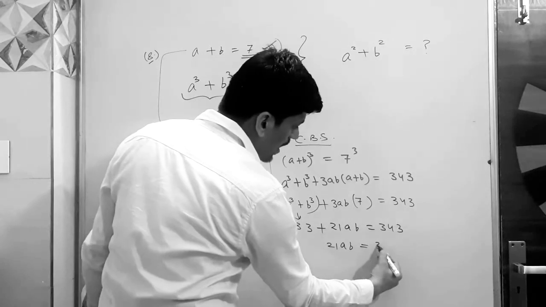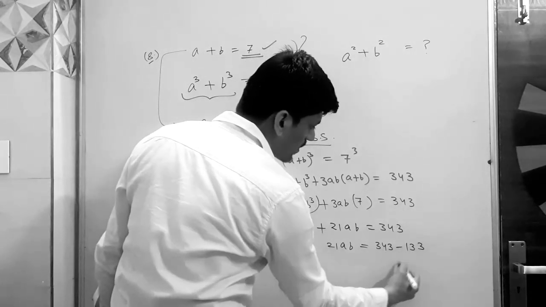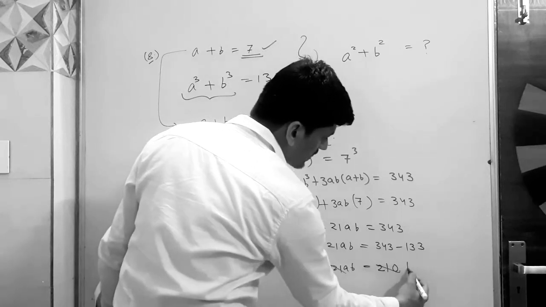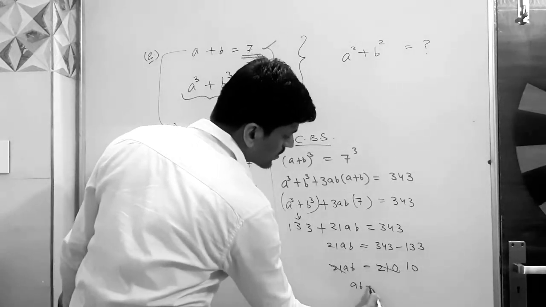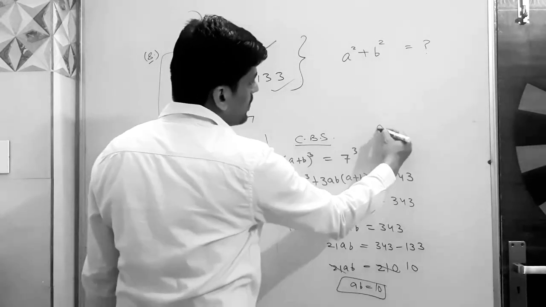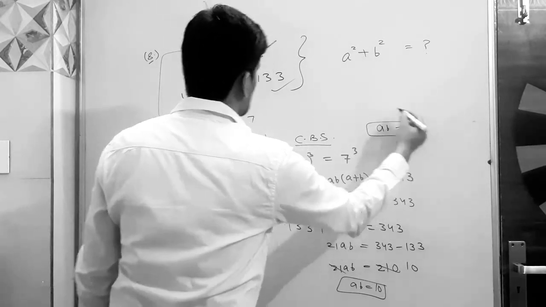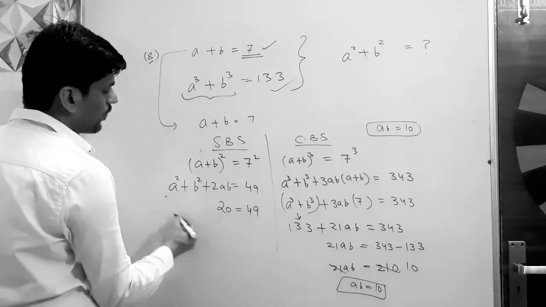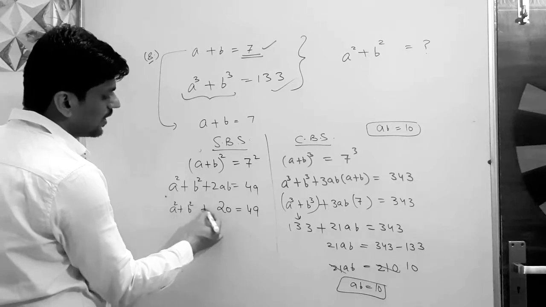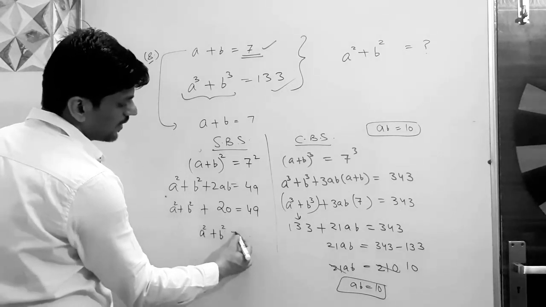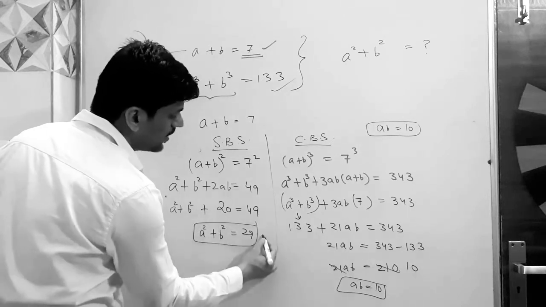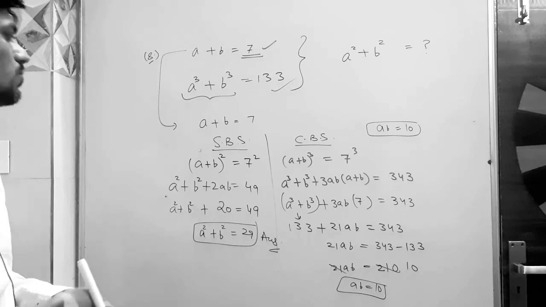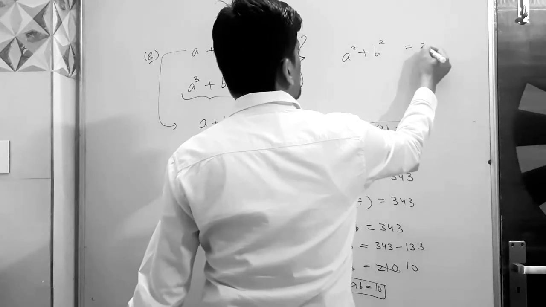Subtract, take to the RHS, 343 minus 133, this becomes 210, and it is 21 ab. So 21 tens are 210. So ab value becomes 10. So you got this, ab value becomes 10. Now substitute the value of ab here, 10. 2 times 10 is 20, plus a square plus b square equals 49. So a square plus b square value clearly comes out to be 29. So 49 minus 20, you get the answer as 29. So I hope this is clear to you. So the answer of a square plus b square is 29.